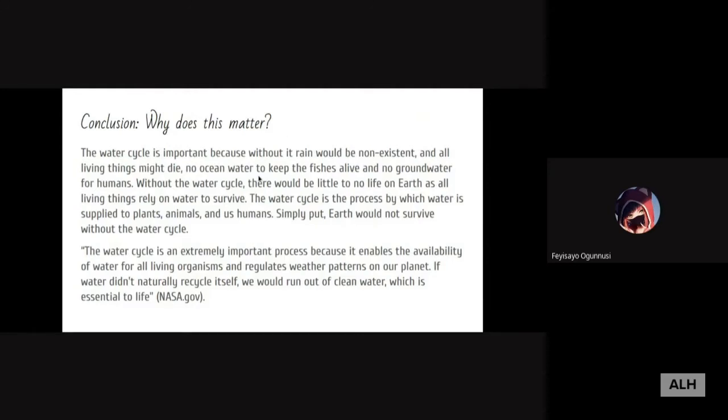Also, it helps with climate and weather, because depending on the climate, the form of precipitation relies solely on the climate. So if it has cold weather, precipitation will fall in the form of snow, and if it's warm, it can fall as rain or something.